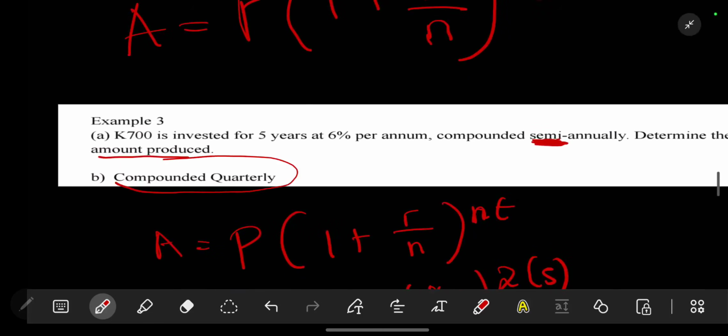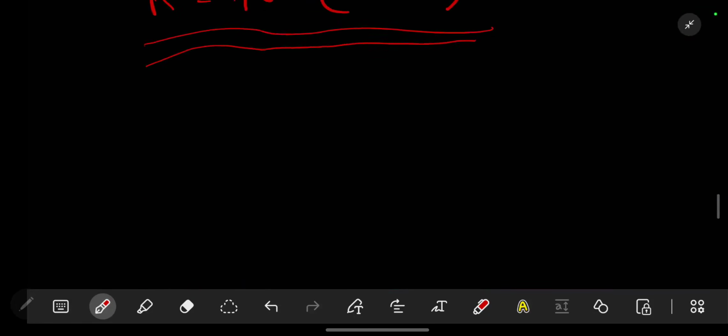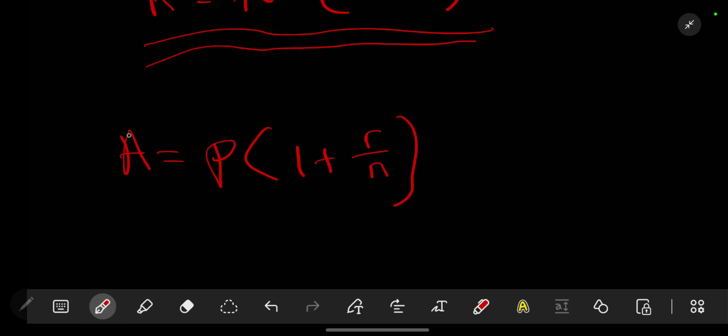Then compounded quarterly. Quarterly means 1 over 4 of a year. In a year there are 12 months, so 1 over 4 times 12 is 3. This 3 means every 3 months they have to compound, or rather add money. That means if you just see quarterly, they compound 4 times in a year. So we are going to use the same formula, since it is not once: principal times 1 plus R over N.